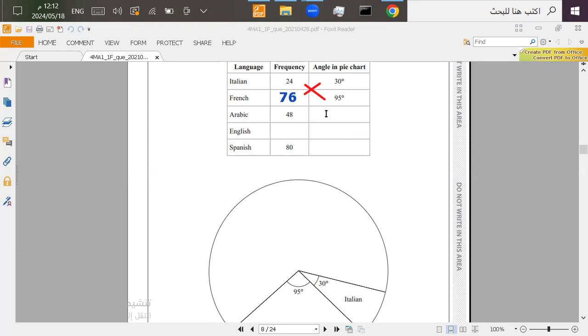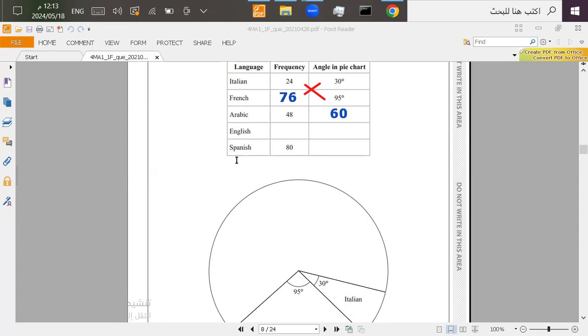So this one here, I'm going to multiply and divide, same idea. So multiply 95 by 48, 95 times 48, and then divide it by 76. And the answer for Arabic is 60. So this is 60 degrees here. Now, here in the English, I don't have any number. So I'll tell you how to find the English numbers.